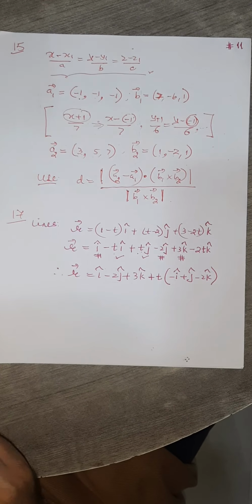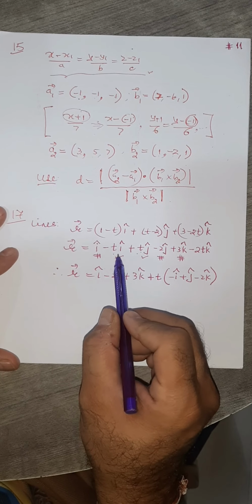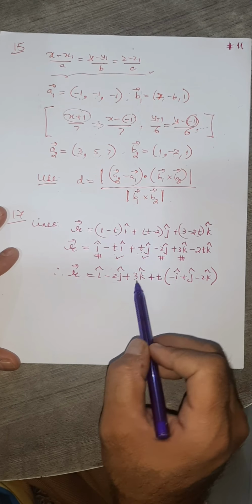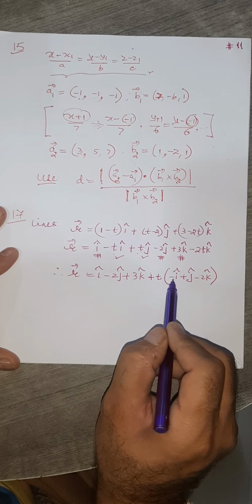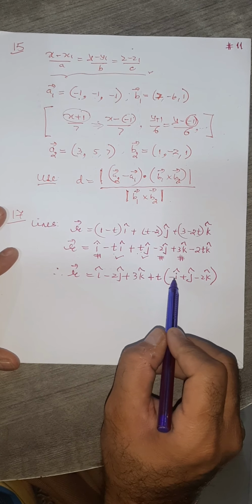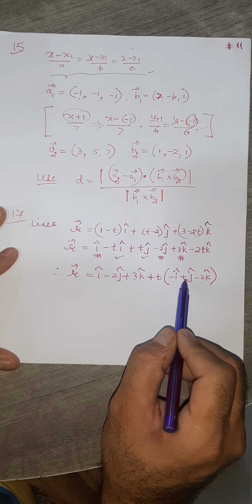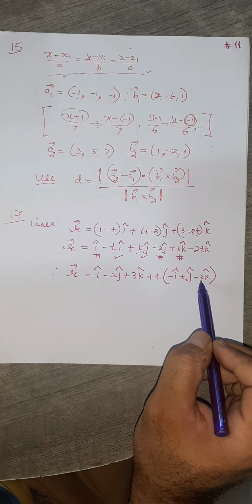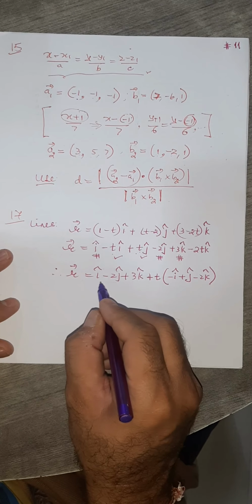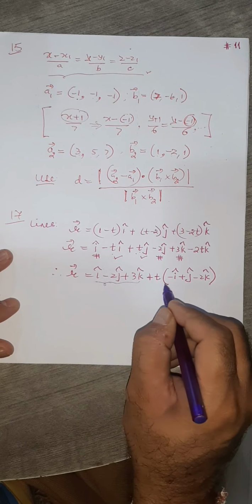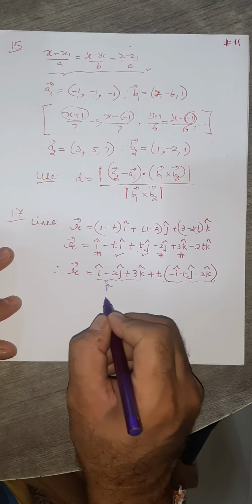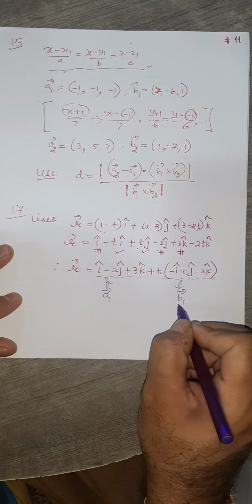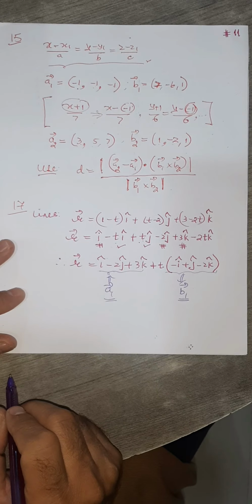I repeat, what I did, just have separated the terms involving t. Here i, here minus 2j, here 3k. What about t terms? This is minus i cap plus j cap, and here taking t outside, so minus 2k cap. Now you can see that it is in the form of one vector plus scalar into the other vector. So this represents the fixed vector a1, and this represents the direction of the line, vector b1. So a1 and b1 you got now.